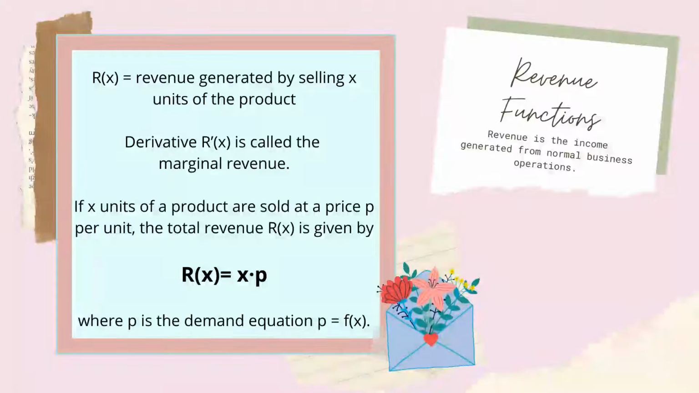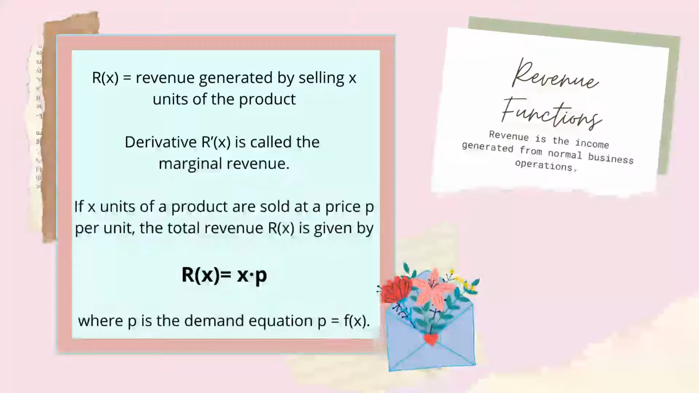The revenue function R(x) is the revenue generated by selling x units of the product. The derivative R prime x is called the marginal revenue. If x units of a product are sold at a price P per unit, the total revenue R(x) is given by R(x) equals x times P, where P is the demand equation P equals f(x). This revenue is the income generated from normal business operations.